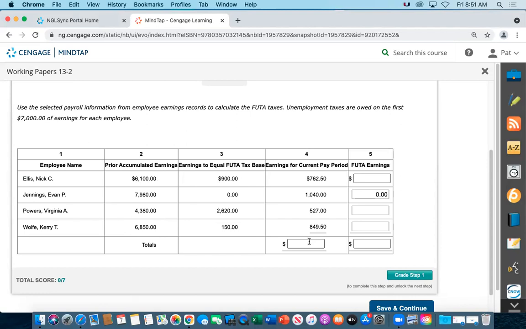Their earnings currently for column 4 are here. If we were to add those numbers up, it's 3,179. Okay.